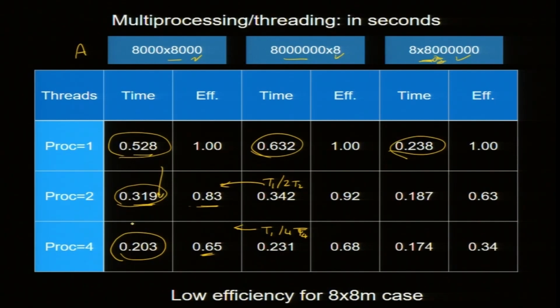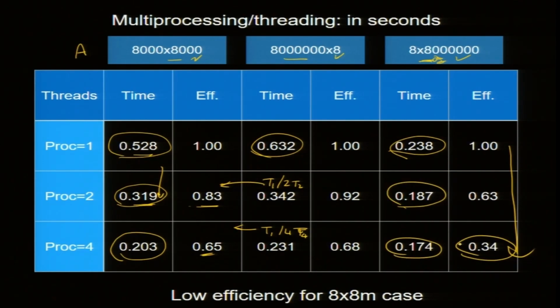If you look at it here, the worst efficiency is for this case, the last case, 8 by 8000. It is 0.34, which is not good at all. So, when I go from 2 to 4, I do not get any speedup, negligible, okay, that is within error bars.